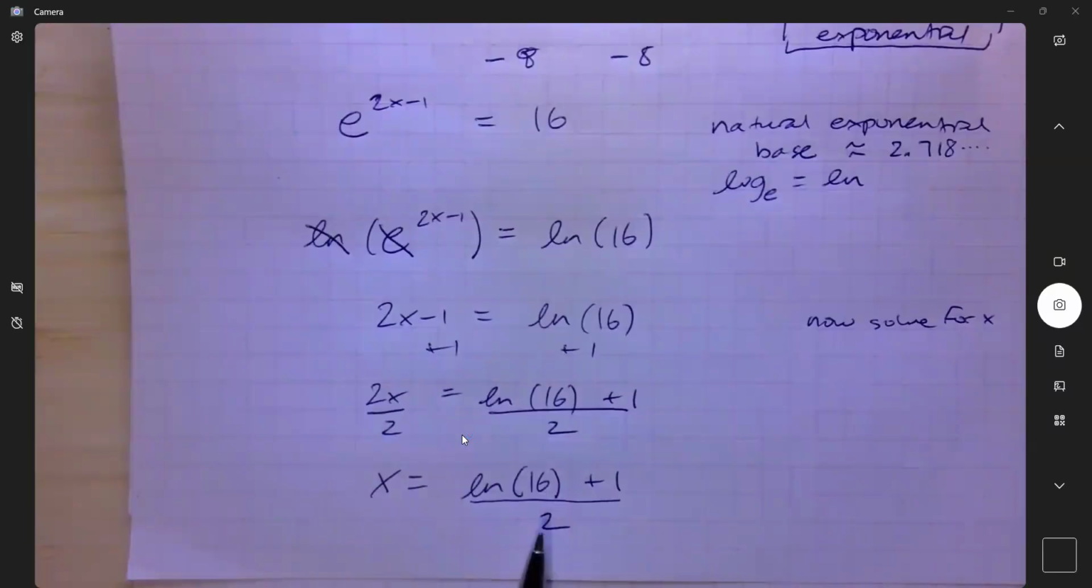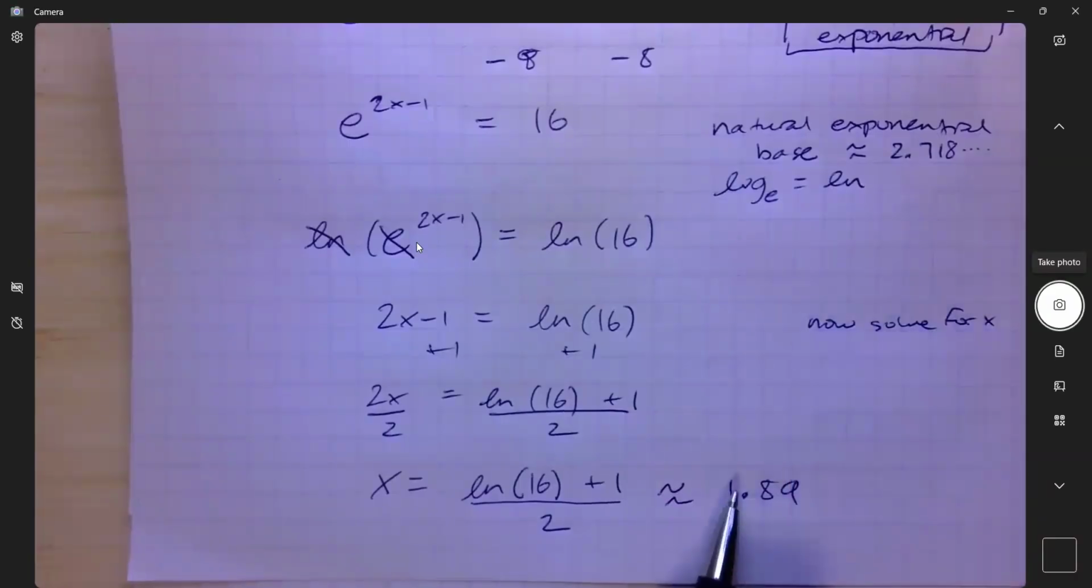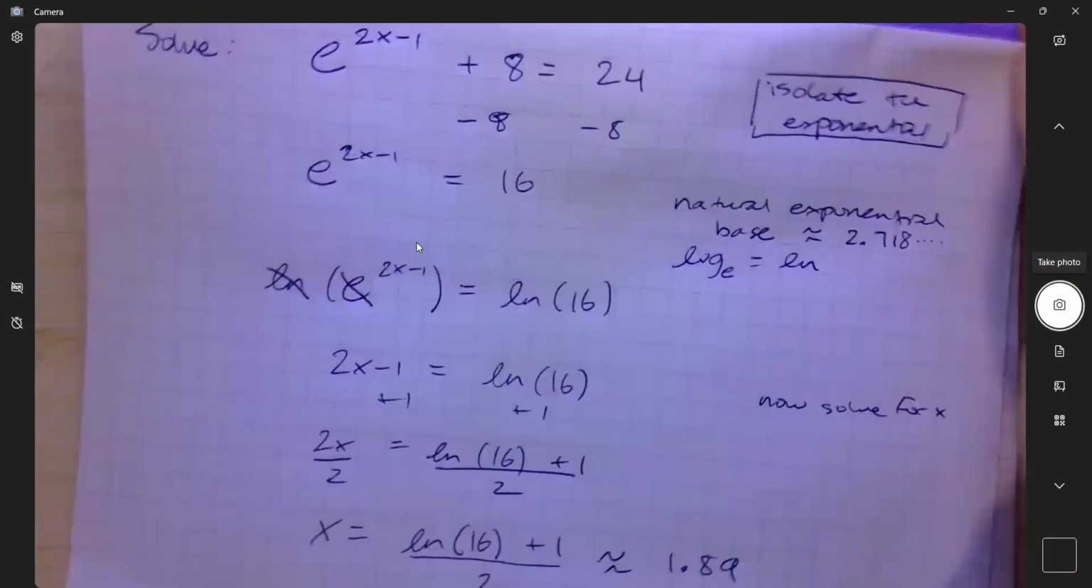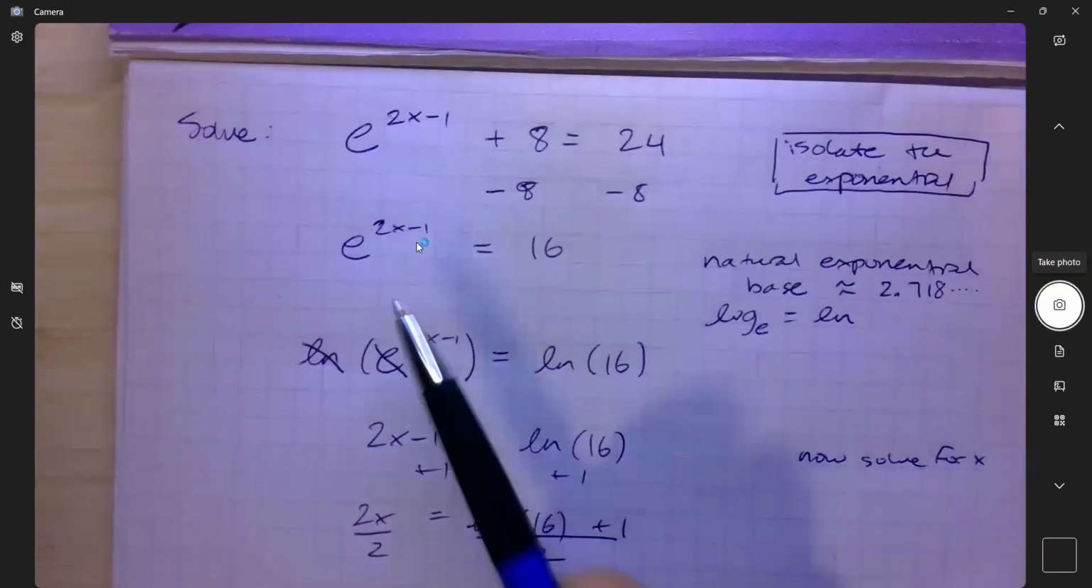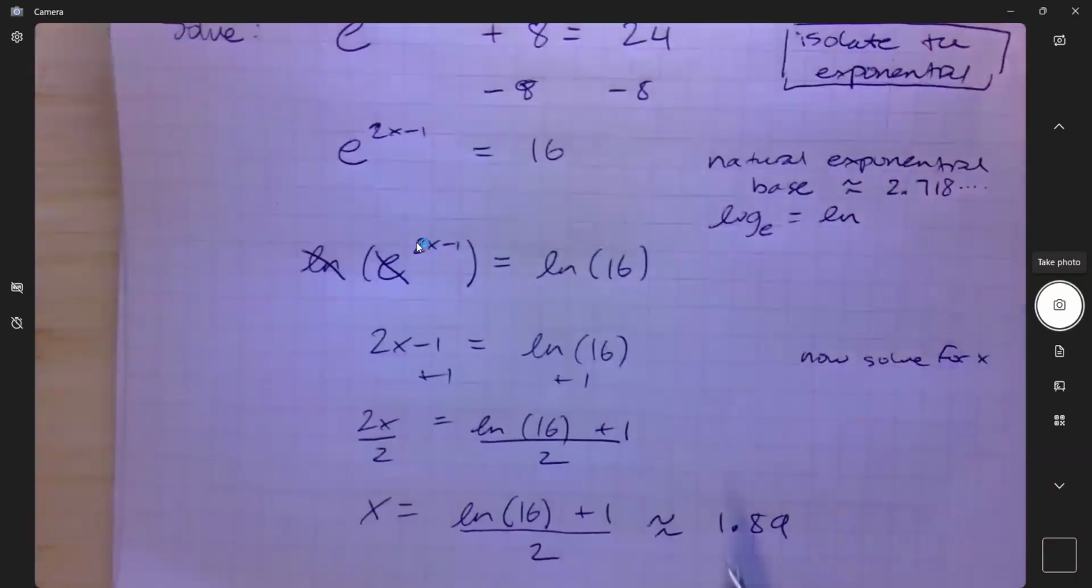And I'll go ahead and over here in Desmos, while you can't see, I'll calculate what that is. Natural log of 16 plus 1 divided by 2 is approximately 1.89. That means if I want my original equation, e to the 2x minus 1 plus 8, to equal 24, the value for x needs to be about 1.89.